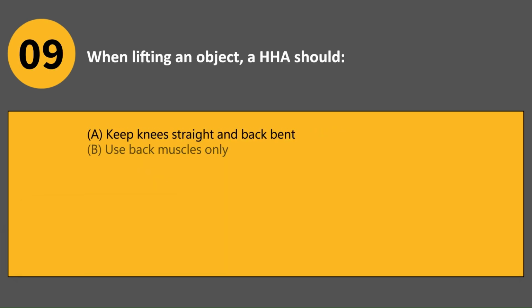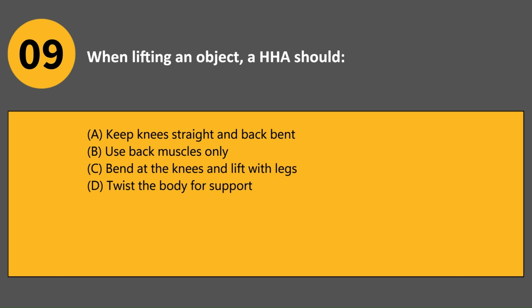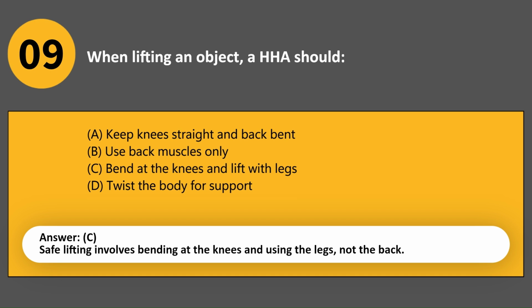When lifting an object, a HHA should: A. Keep knees straight and back bent. B. Use back muscles only. C. Bend at the knees and lift with legs. D. Twist the body for support. Answer: C. Safe lifting involves bending at the knees and using the legs, not the back.